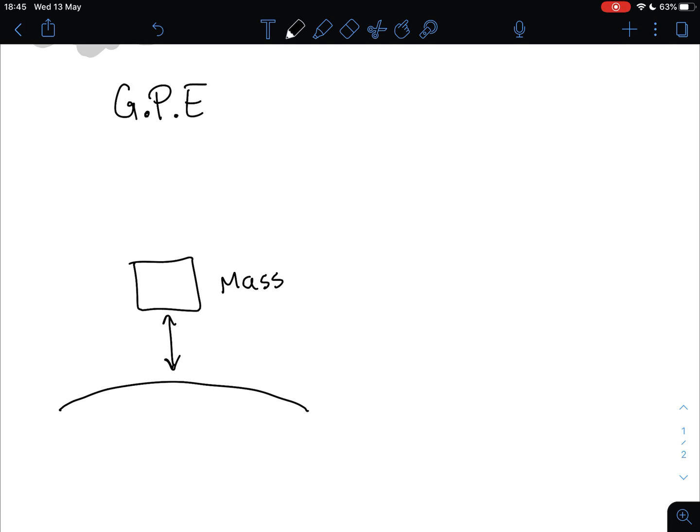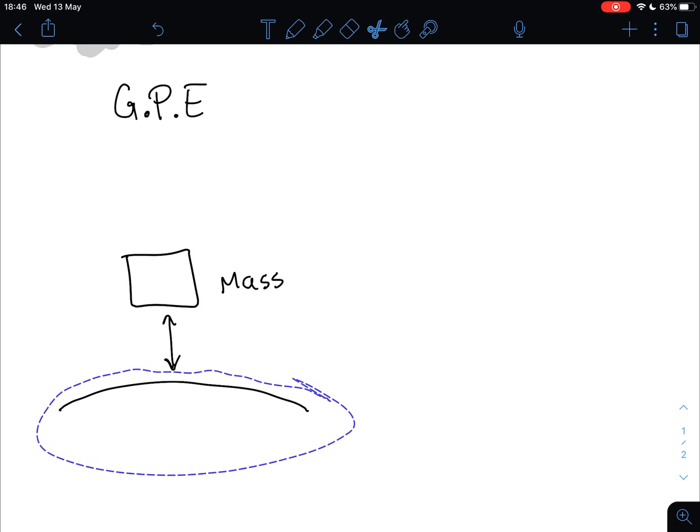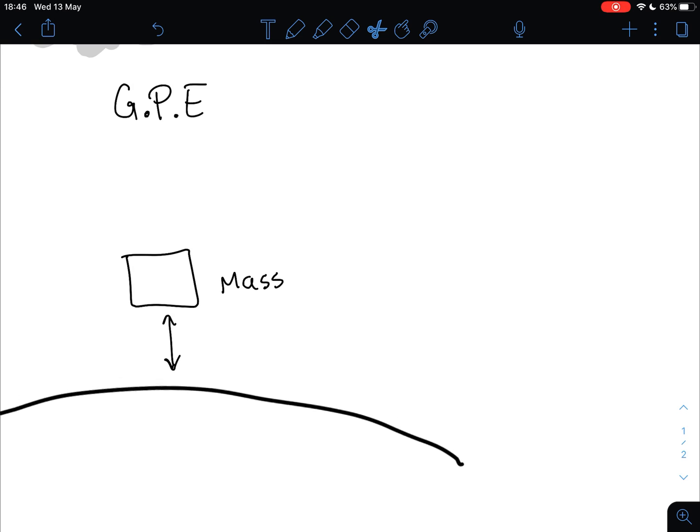So, how does GPE work? We've covered this before, but now we're going to look at the equation. Gravitational potential energy is when a mass is lifted off the ground. And how do you make more energy? Well, there's a couple of ways. You could lift the mass higher, that would certainly give it more energy. You could make the mass bigger, that would give it more energy. Or you could put the mass on a larger planet that has more gravity.